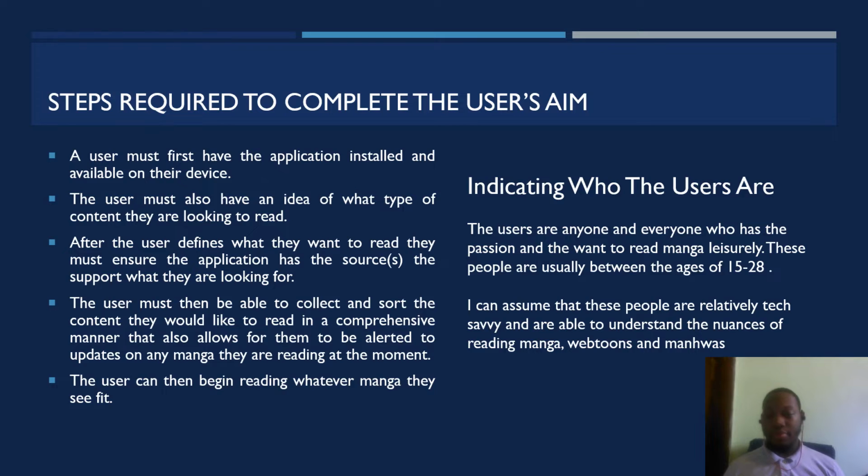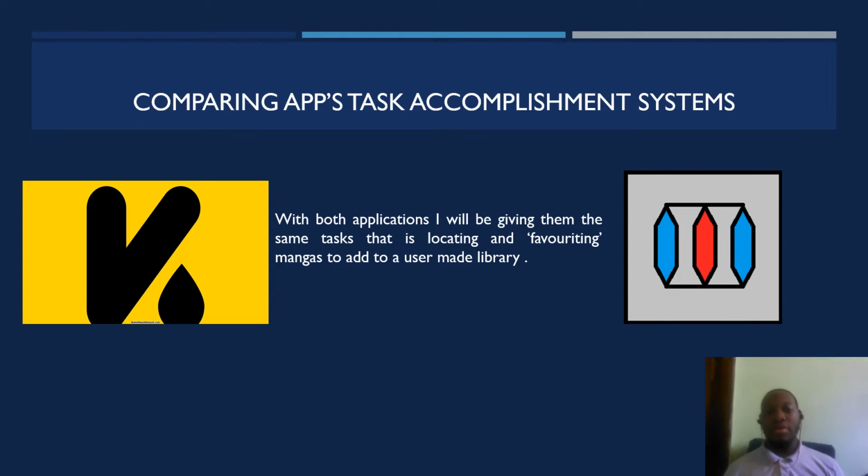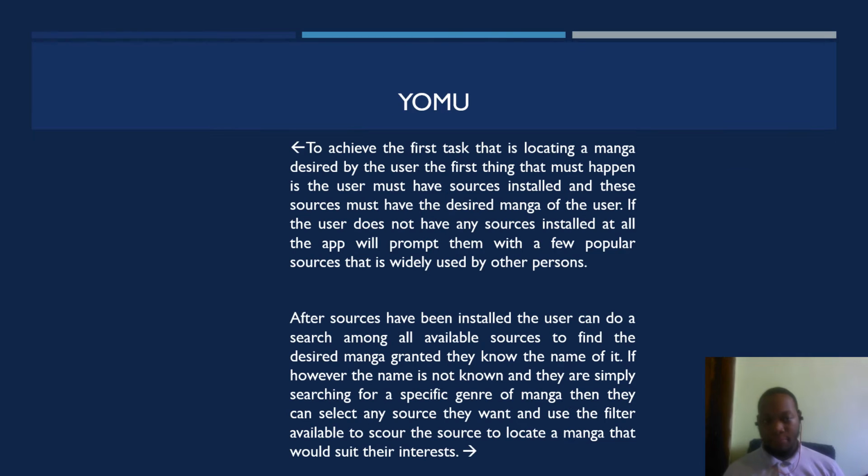Now, continuing on. Now, comparing the apps' task accomplishment systems. With both apps, I will be giving them the same task, that is locating and favoriting manga to add to a user-made library. If you don't understand at the moment, you would understand what I mean by favoriting further on the line.